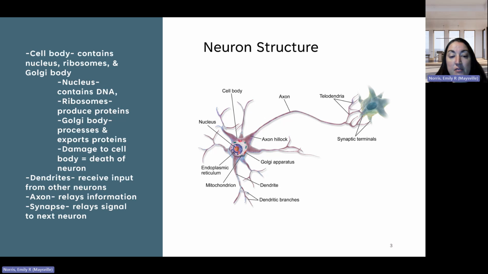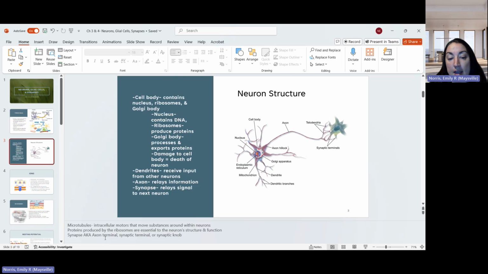Dendrites are what receive the information from another neuron. Axons pass along that information. The synapse relays the information to the next neuron. The synapse is also called the axon terminal, synaptic terminal, or the synaptic knob. So don't be confused when you hear those terms. And there are microtubules in the neuron that are like little motors that move substances around within the neurons.